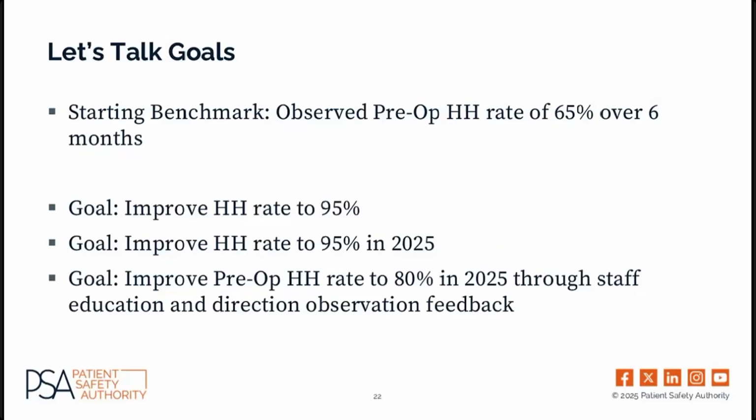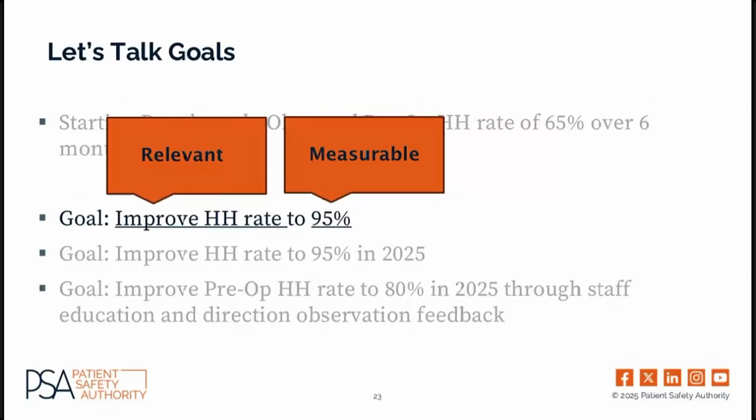So let's talk about specific goals so you can see how to make them. If we are looking at hand hygiene, if our starting benchmark is we know that in pre-op, our hand hygiene rate was 65% over the last 6 months. Now we're going to try and write a goal to determine, at the end of the year, where we want to get to. So the first goal we wrote, we're going to improve hand hygiene rates to 95%.